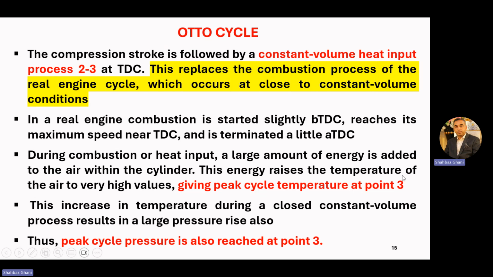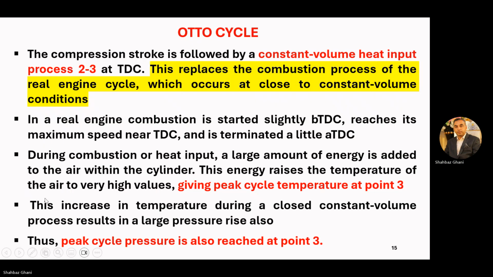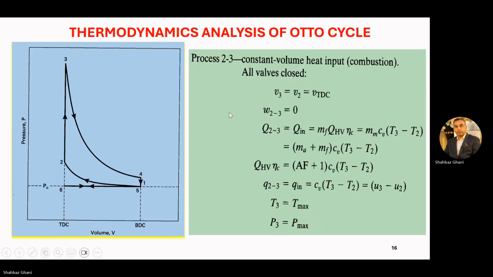This energy raises the temperature of the air to very high values, giving a peak cycle temperature at point 3. So at point 3, we have a peak temperature value and a peak pressure value. This increase in temperature during a closed constant volume process also results in a large pressure rise. Thus, peak cycle pressure is also reached at point 3, as I already explained. At point 3, you have both peak temperature and peak pressure.